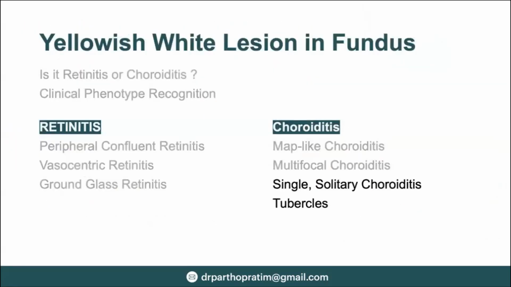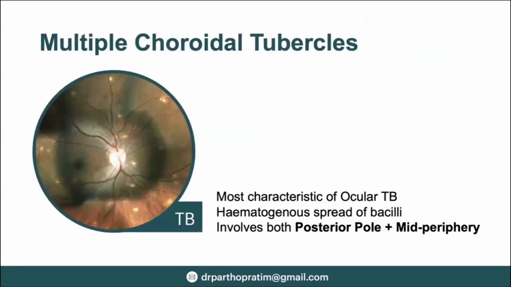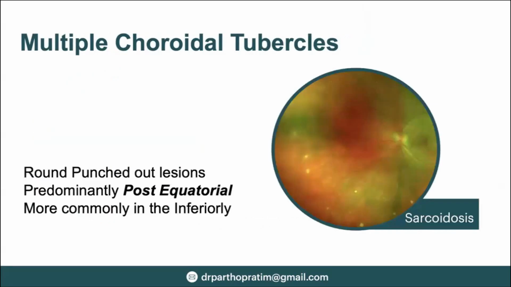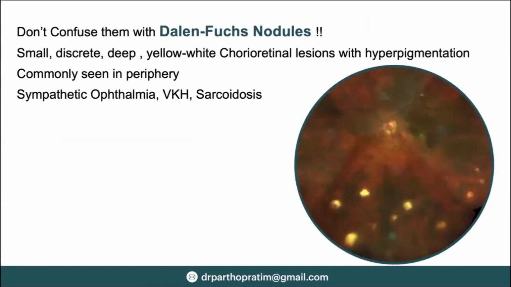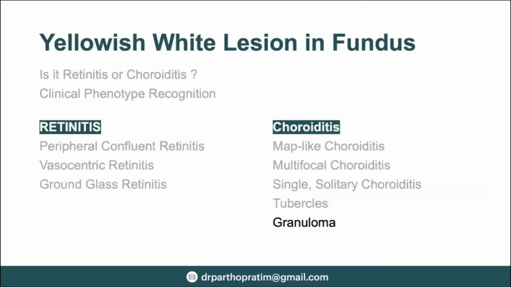Another important clinical phenotype is single solitary choroiditis or tubercles. This is the most characteristic form of ocular TB, most commonly seen in the posterior pole or mid-periphery. Now here are the sarcoidosis cases, where mostly these tubercles are post-equatorial and mostly seen in the inferior periphery. However, there is another variety of nodules, and you should not confuse them with sarcoid or TB. The Dalen-Fuchs nodule can also occur in sarcoidosis, but is also seen in VKH and sympathetic ophthalmia.